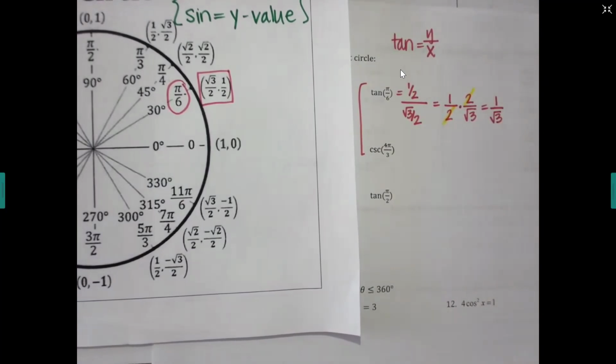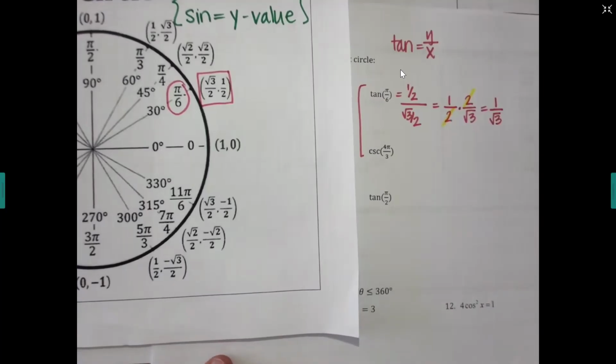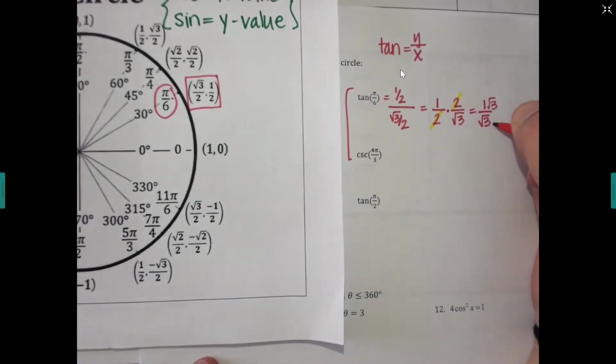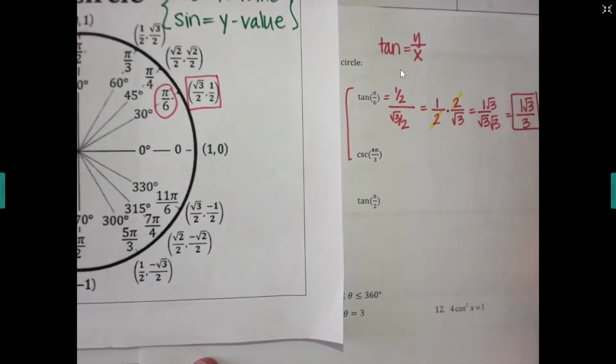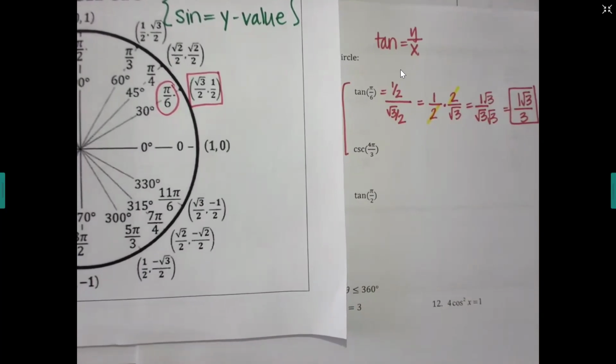Why will I not see that answer choice on an exam? The square root can't stay on the bottom, that's right. So you'll multiply by another √3 to fix it. That gives you 1√3/3. You do not have to write the 1 in that front spot if you don't want to. It is fine if you don't.